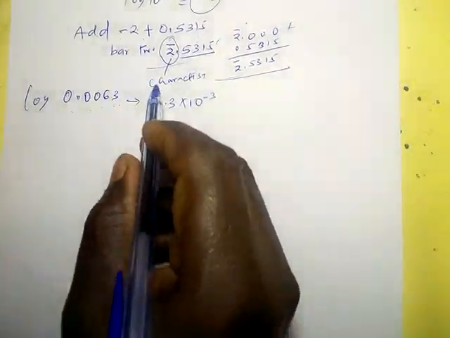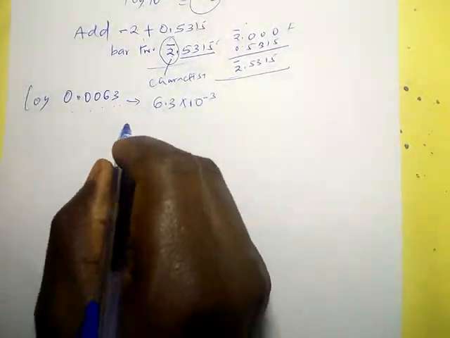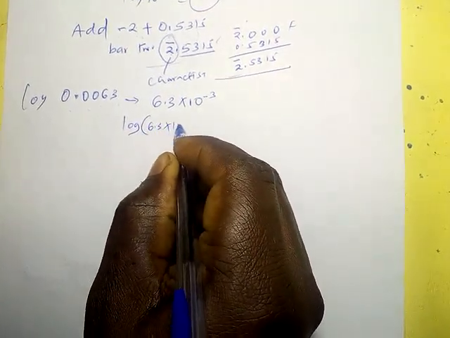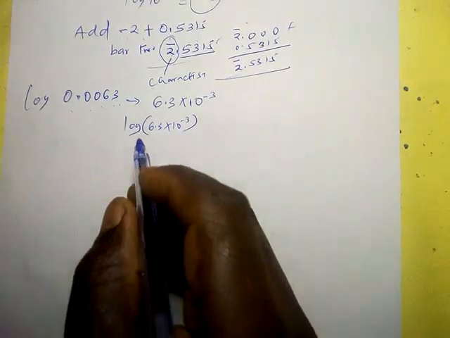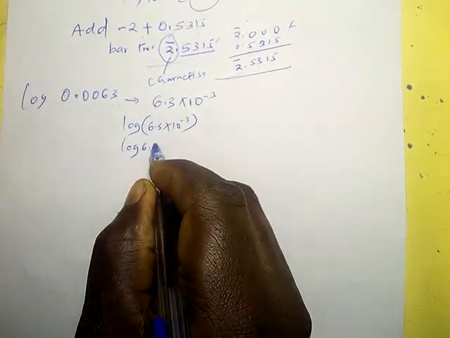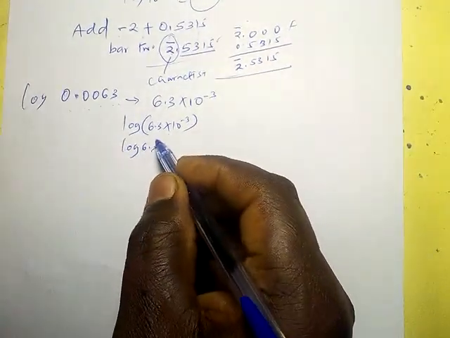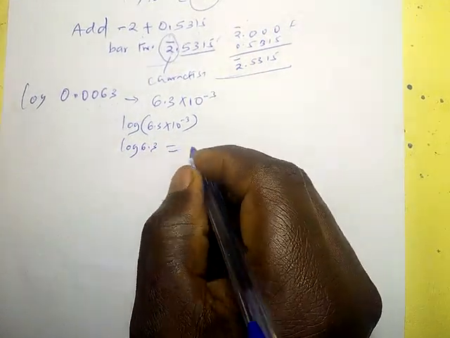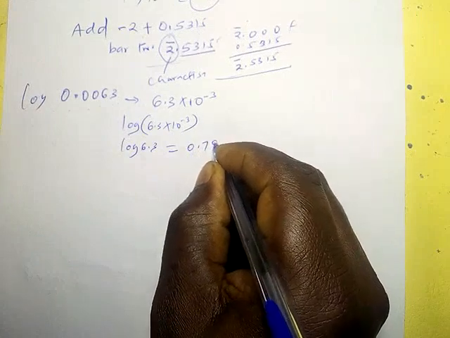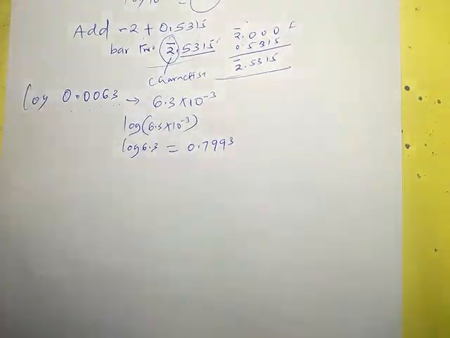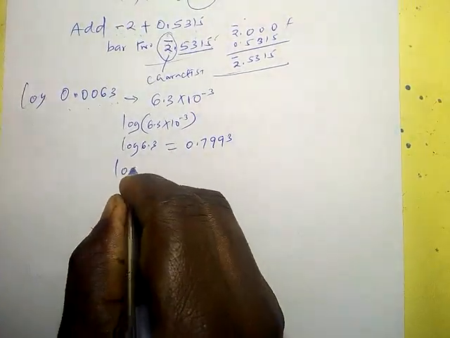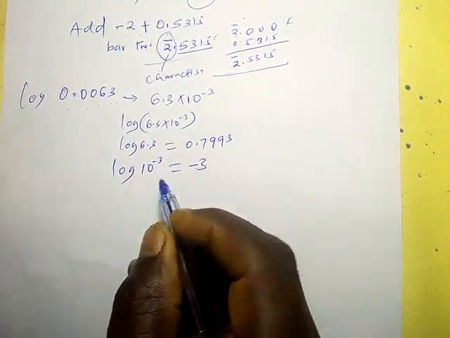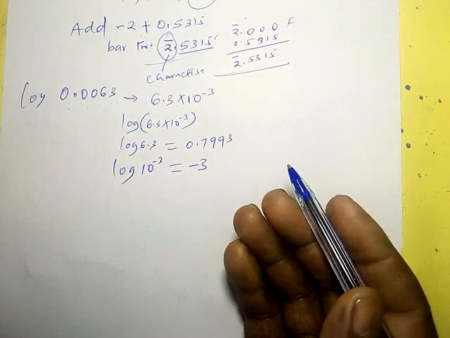Now we get the logarithm of each of them. So now we are looking for log of 6.3 times 10 raised to power negative 3. But we know log 6.3 can be read from the mathematical table directly, which gives us 0.7993. The log of 10 raised to power negative 3 is negative 3. You take the power, right?